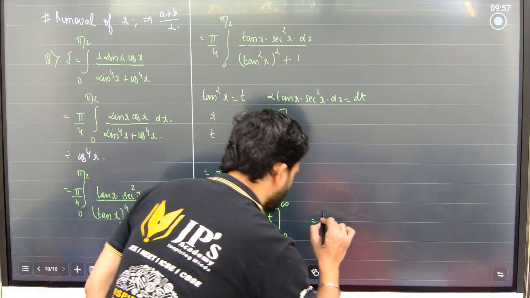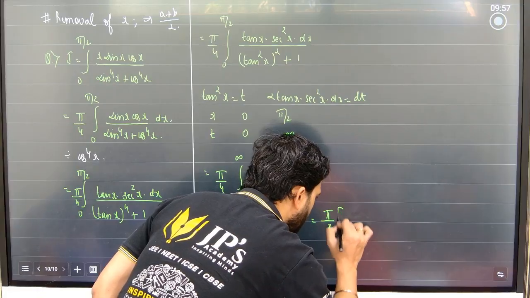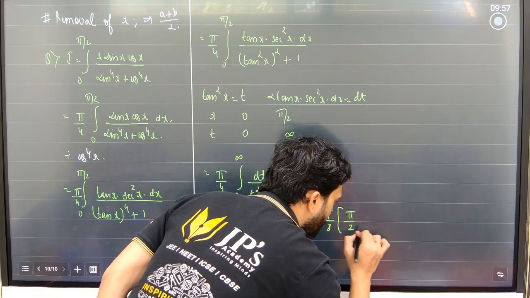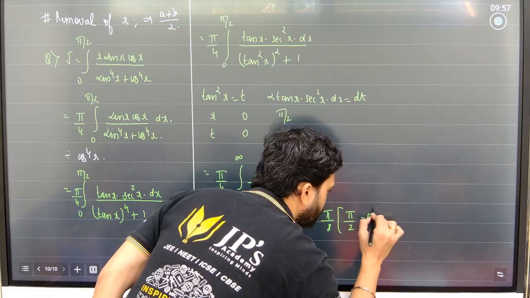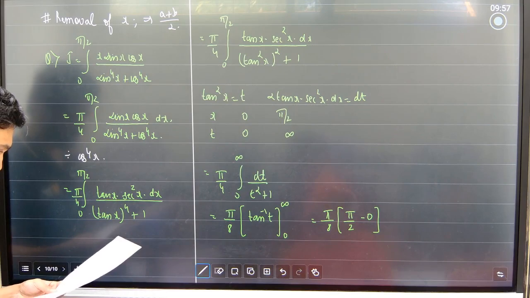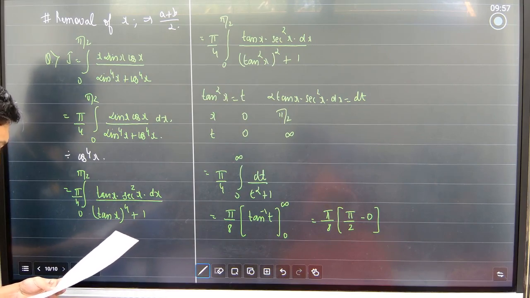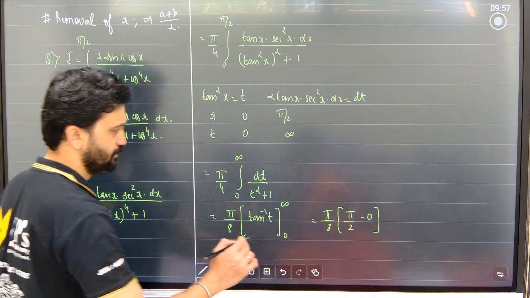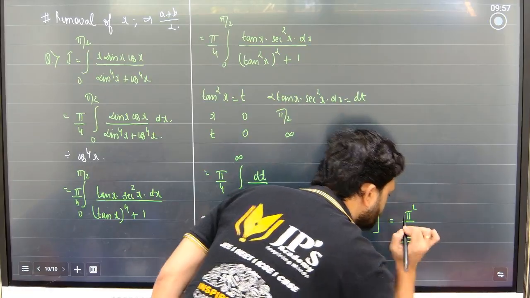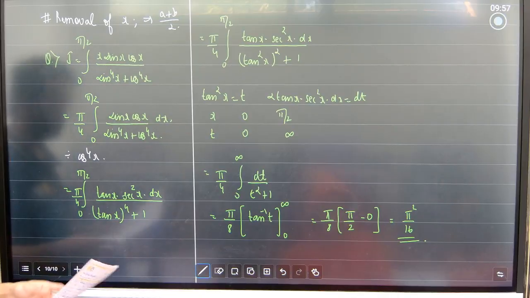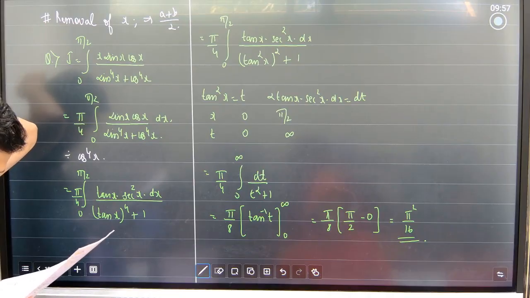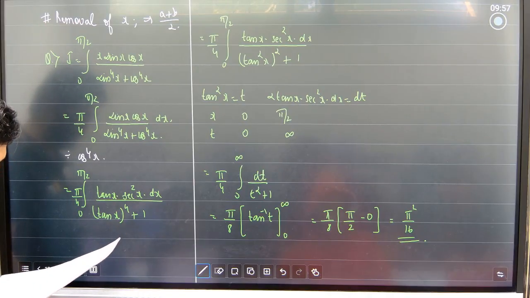Okay, so pi by 8, the upper limit means tan infinity. Guys, tan infinity is pi by 2 minus 0. Okay, tan inverse t is given, okay. So if I solve this, this will become pi square by 16. So remember this, in removable x you have to put a plus b by 2 in place of x, okay, a plus b by 2.